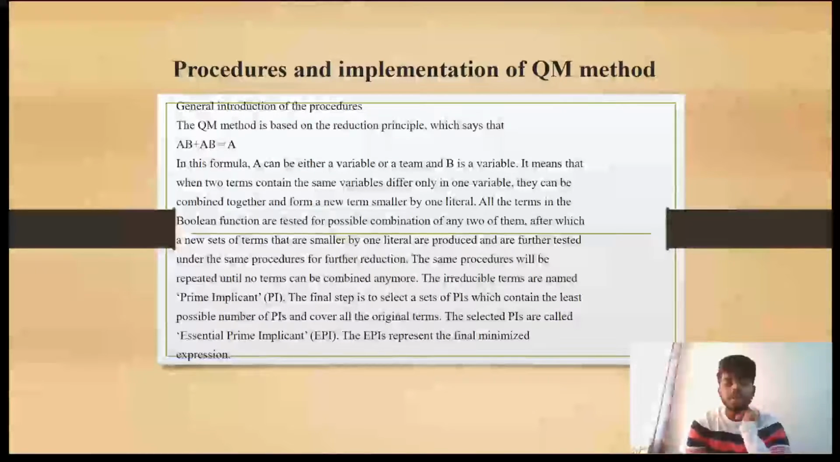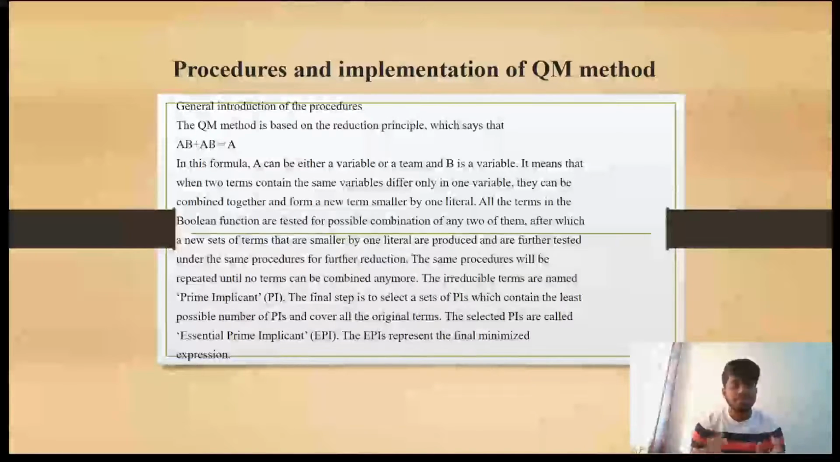Suppose we take AB plus AB bar is equal to A. Here the bar is missing, but consider AB plus AB bar is equal to A. You can simplify this by taking A common, B plus B bar. In Boolean algebra, B plus B bar is nothing but 1. So AB plus AB bar is nothing but A. This is how the number of min terms can be simplified easily.